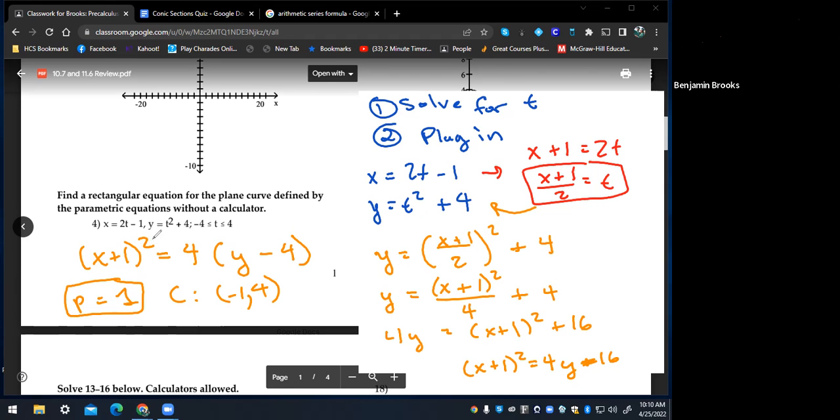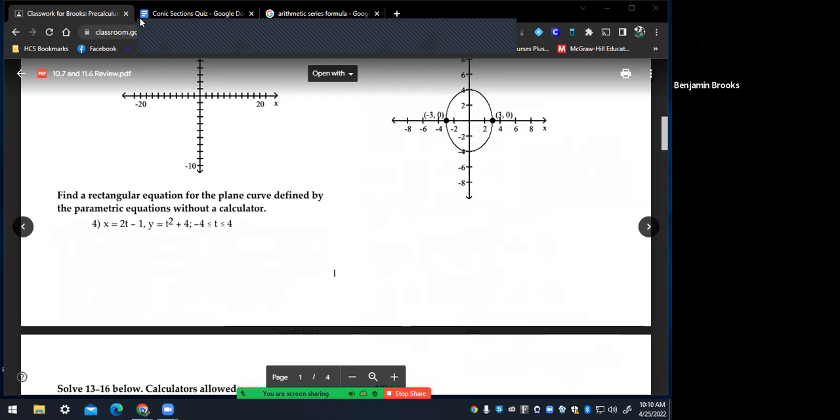But I'm just saying, this is the idea: you start with something that is parametric, and then you turn it into something that's rectangular that you can use. That is the key. All right. Now let's get into something that's difficult.